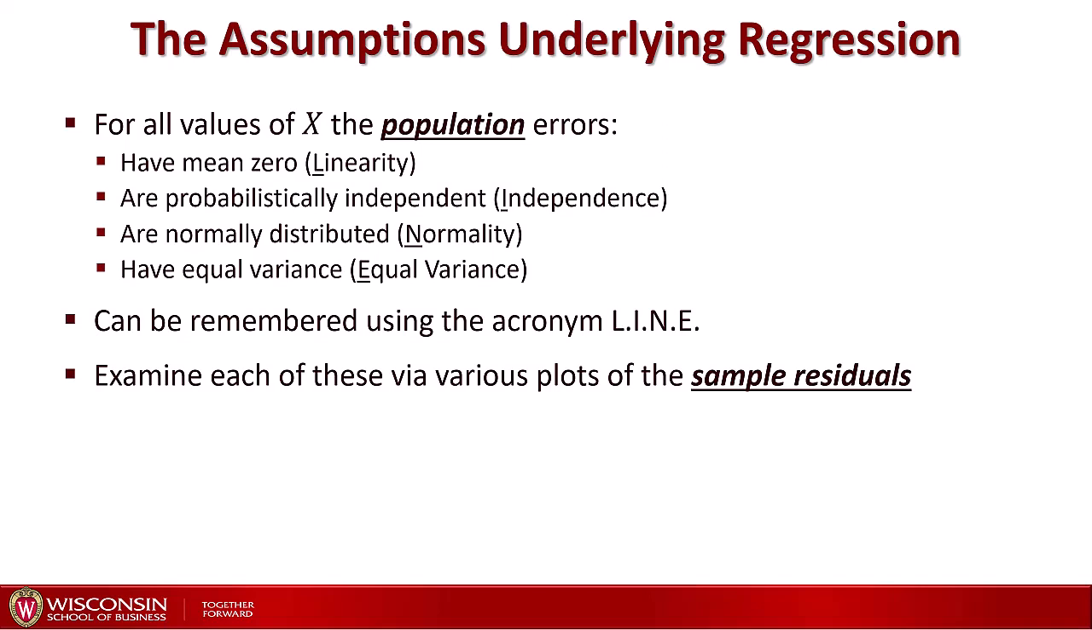The first assumption is that the errors have a mean of 0. It's called the linearity assumption. They should be probabilistically independent. This is the independence assumption. They should be normally distributed, the normality assumption, and they have equal variance. These assumptions could be remembered using the word LINE, L-I-N-E, for linearity, independence, normality, and equal variance. We are going to look at each of these assumptions with various plots of sample residuals.